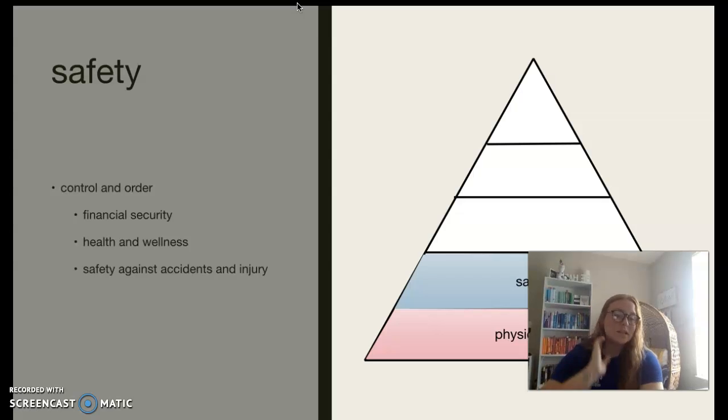The next level of needs is safety. And as we move up to that second level, the requirements start to become a bit more complex. At this level, the needs for security and safety become primary. People want control and order in their lives, so this need for safety and security contributes largely to behaviors at this level. Some of the basic security and safety needs include financial security, health and wellness, and safety against accidents and injury. It is natural to worry about your own safety and the safety of your loved ones. For example, one of your priorities might be to provide a safe living place for your family, which is why you work hard to provide for that need.